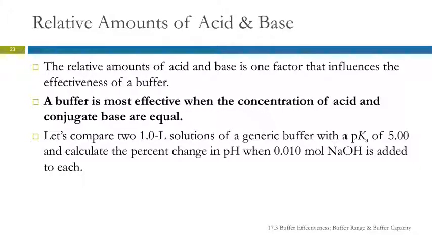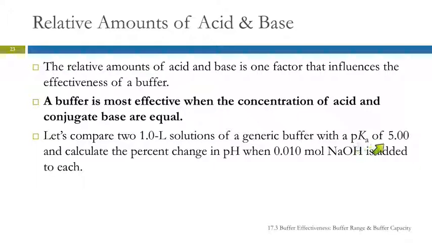One factor that influences how effective a buffer is the relative amounts of the acid and the base. So the buffer will be most effective when the concentration of the weak acid and its conjugate base are equal. To show that, let's look at two 1-liter solutions of a generic buffer.